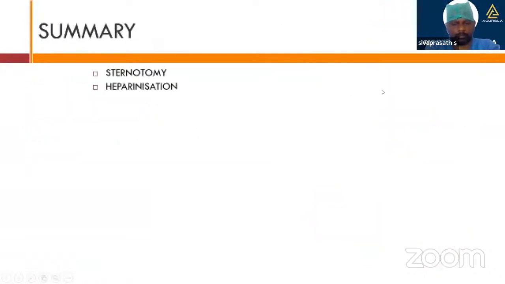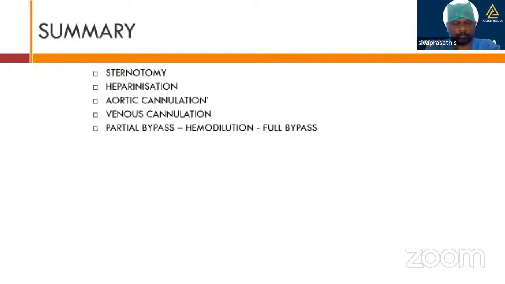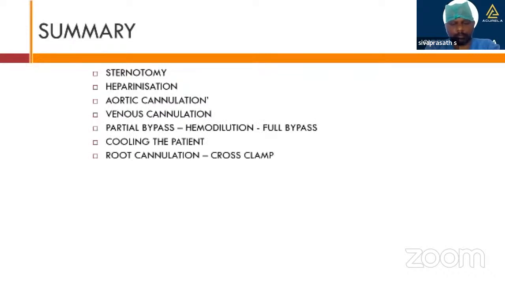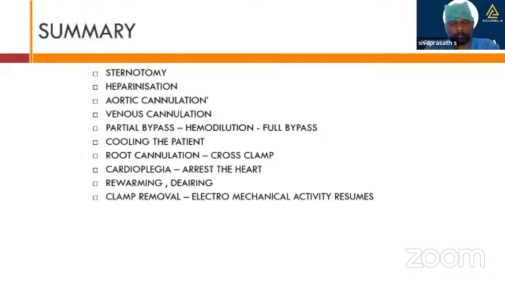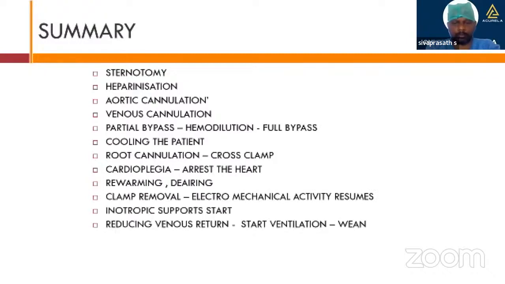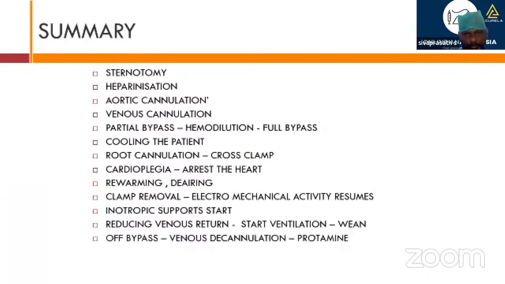To summarize, first is sternotomy, heparinization, aortic cannulation, venous cannulation, partial bypass, then go on for a full bypass, cool the patient, give a root cannula and put the cross clamp, deliver the cardioplegia, that will arrest the heart. And once the surgery is over, you rewarm the patient, de-air the patient, remove the clamp, and the ECG and the mechanical activity resume. Start the inotropic support, reduce the venous return, start ventilation and do the weaning.